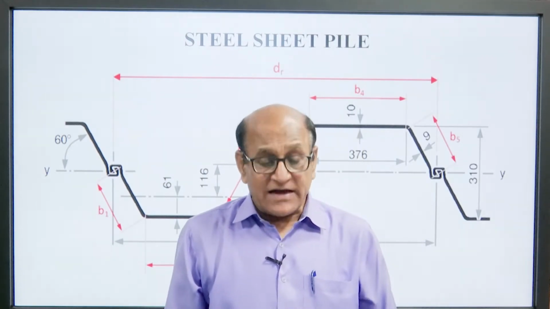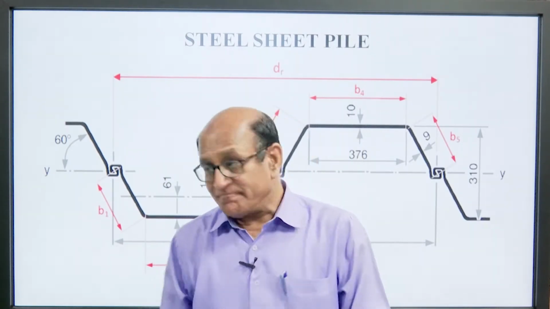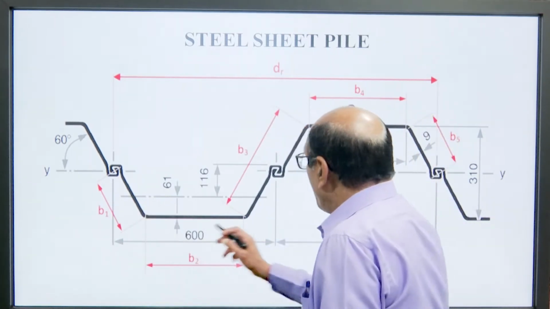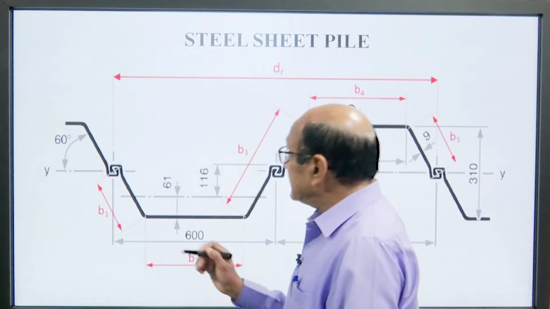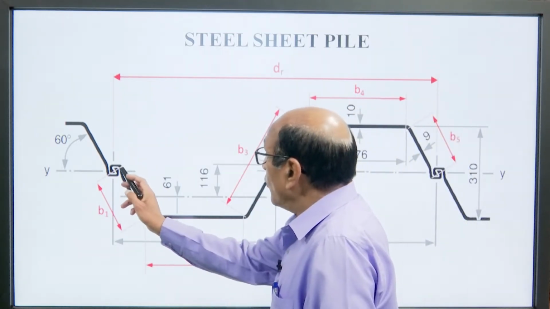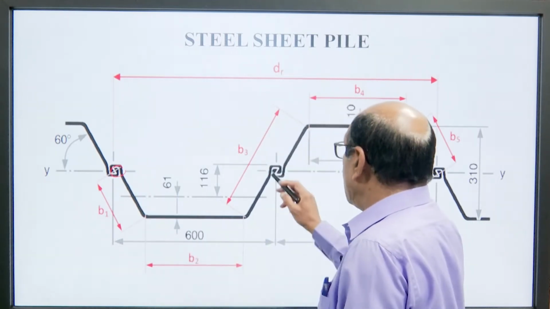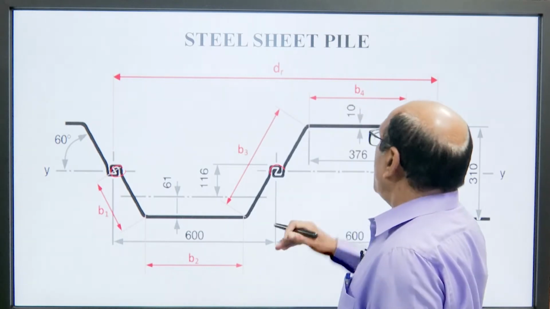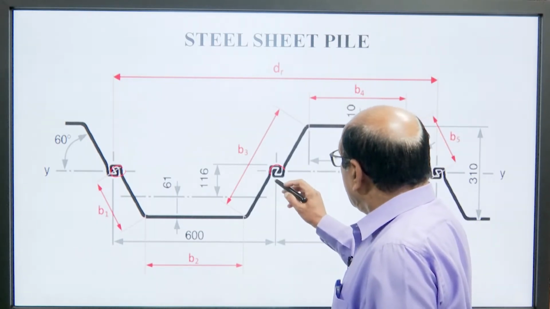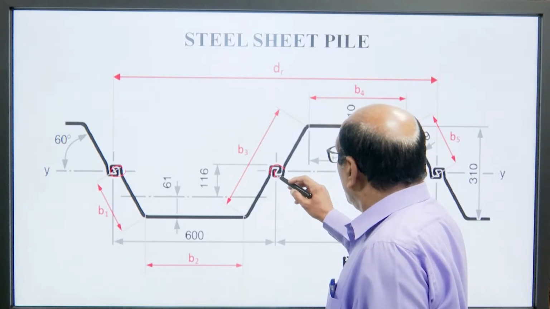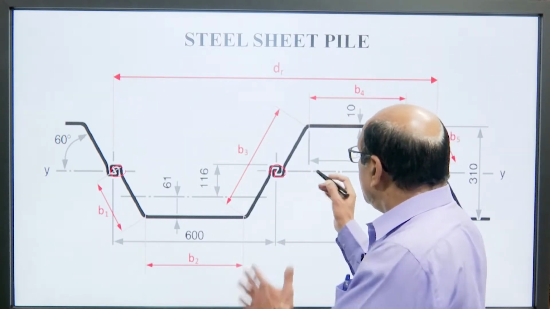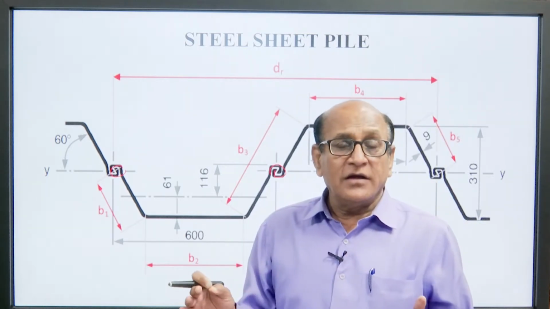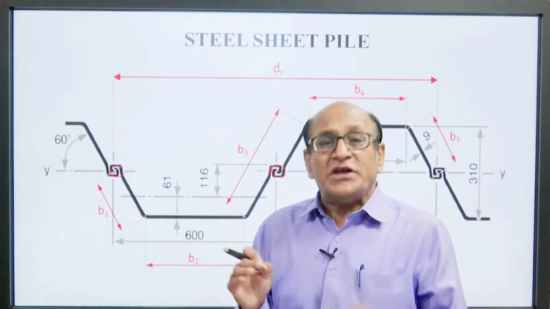So, we can see here this is the steel sheet pile, and suppose this is one sheet, and we can see here there is a groove here, there is also a groove on this sheet, and another sheet has a groove in the opposite direction like this. Both will fix together when they are attached to each other.